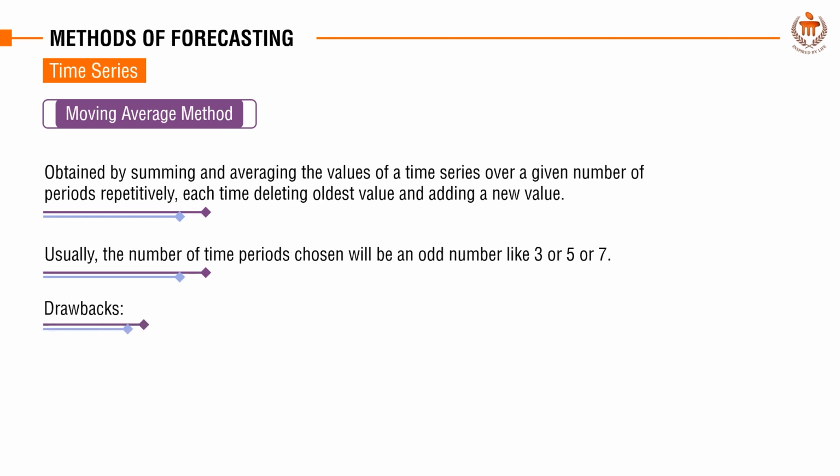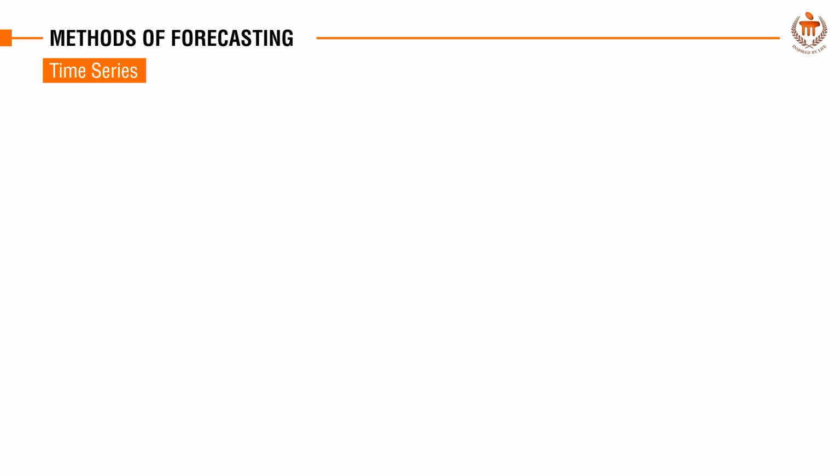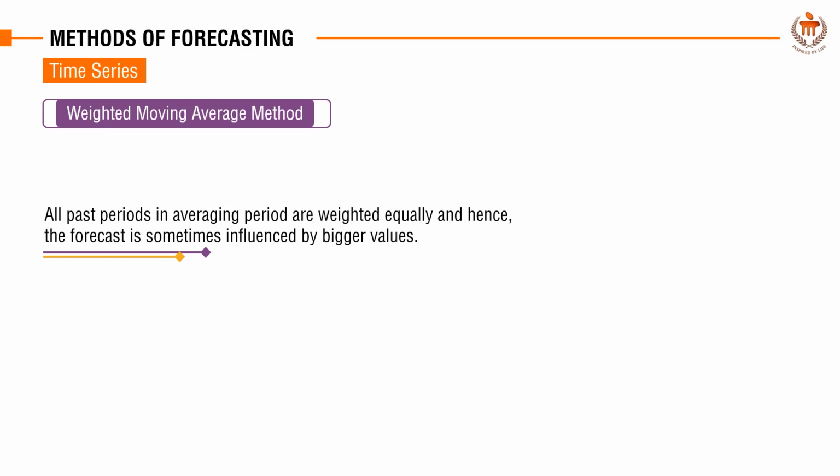However, one major drawback of the moving average method is that it assigns equal weight to all the observations within the averaging period, which may not accurately reflect more recent changes in the data. Additionally, it does not account for any seasonal patterns in the time series, limiting its effectiveness in cases where seasonality plays a significant role in the data behavior. Despite these limitations, the moving average method remains a simple and effective tool for smoothing time series data and providing short-term forecasts.